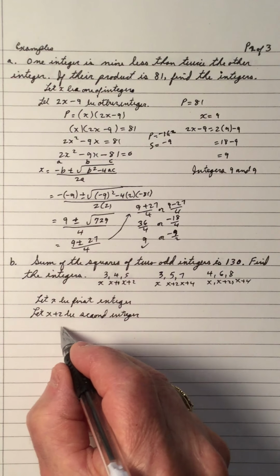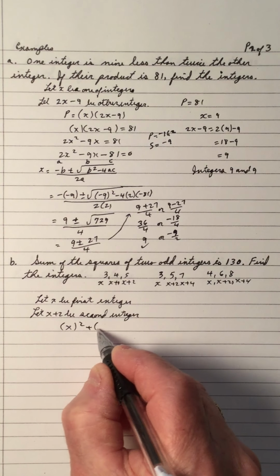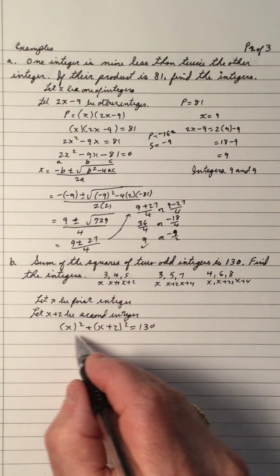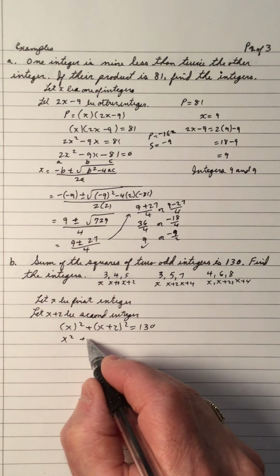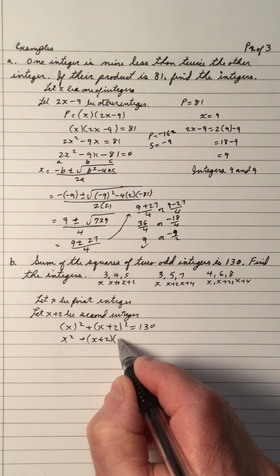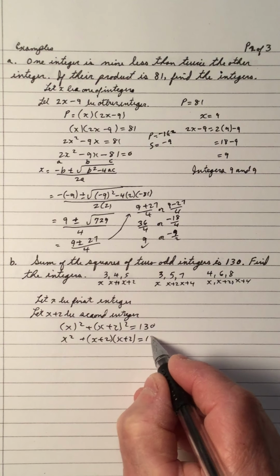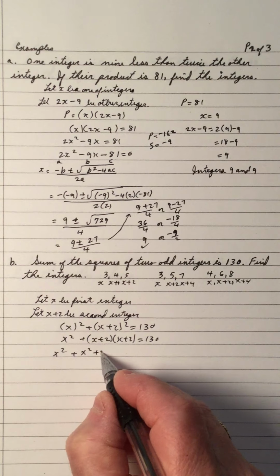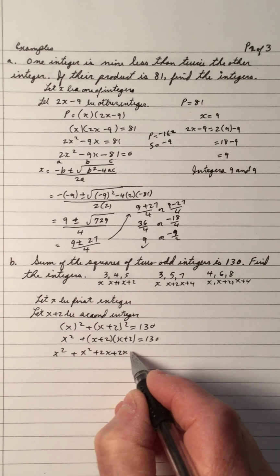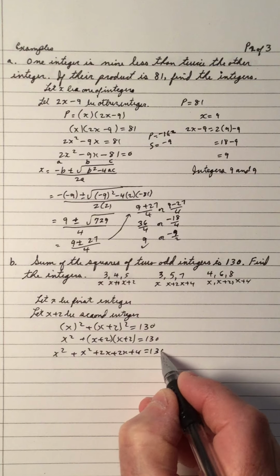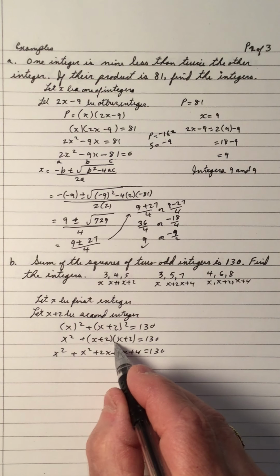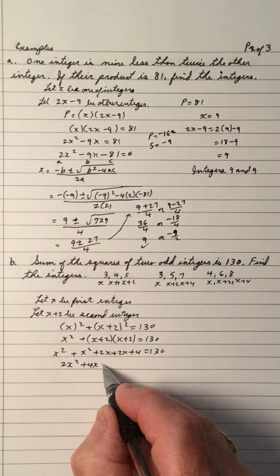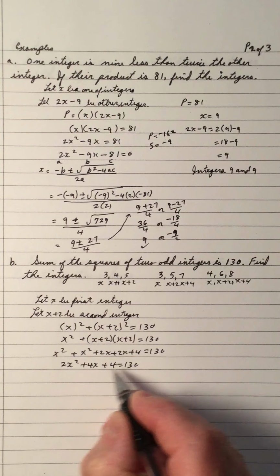It says the sum of the squares, so x squared plus (x plus 2) squared is equal to 130. We take x plus 2 times x plus 2. When we square it, we multiply it by itself by FOIL. That gives us x squared plus 2x plus 2x plus 4. Remember, you're doing FOIL, so it's first, outside, inside, last. Simplify, and you get 2x squared plus 4x plus 4 equals 130.